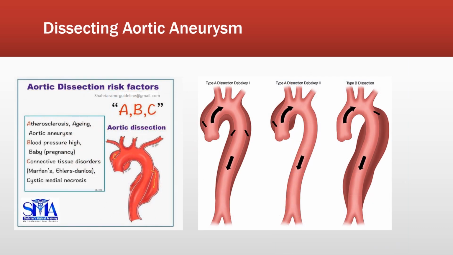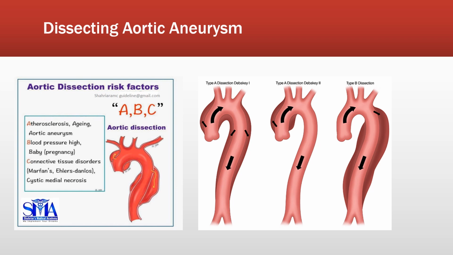A dissecting aortic aneurysm is caused by degenerative changes in the smooth muscle and elastic tissue of the blood vessels themselves. Blood gets between those layers and separates the wall of the aorta. It can extend throughout the aorta and into associated vessels. It normally is due to uncontrolled hypertension.